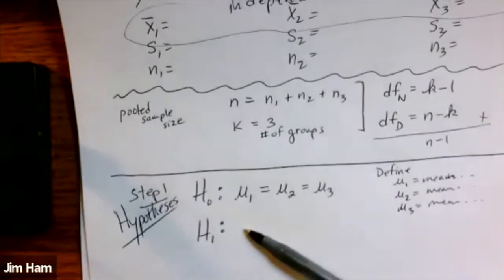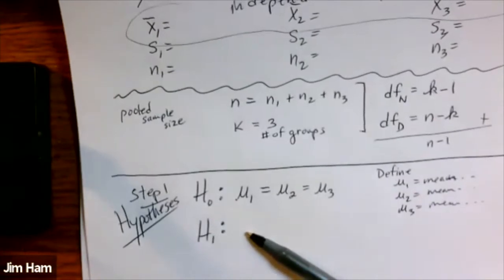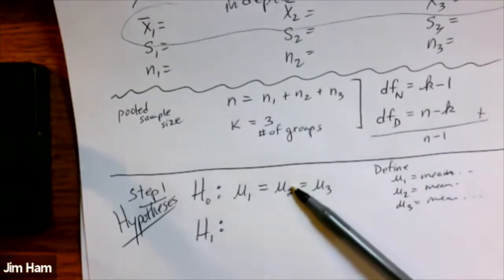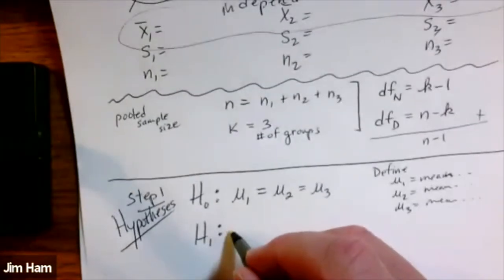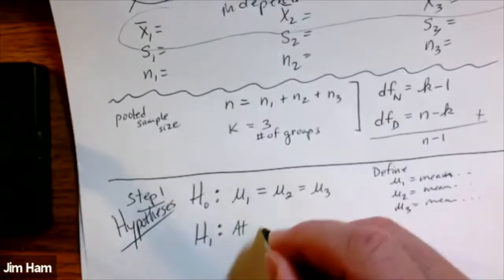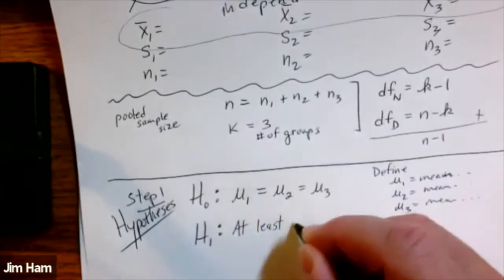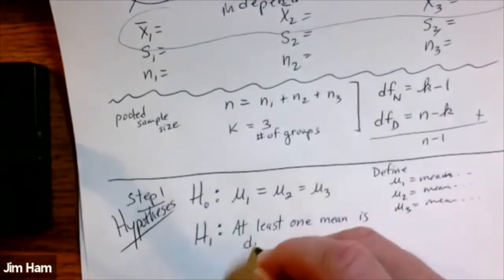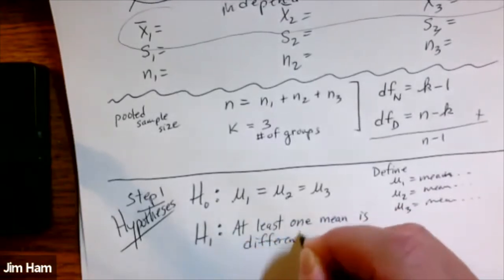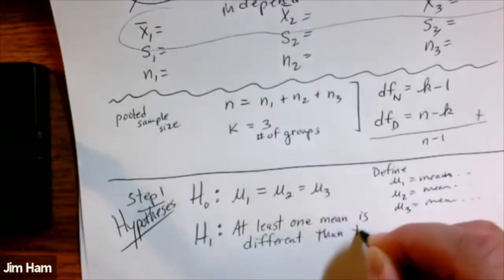Now, to form a competing hypothesis to the statement that all means are equal, all you need to negate that all the means are equal is just to find one of them that's not like the others, that one that's different than the others. So we're going to write the alternative hypothesis out in words like we did in section 12.2. And we're going to say something like at least one mean is different than the others.